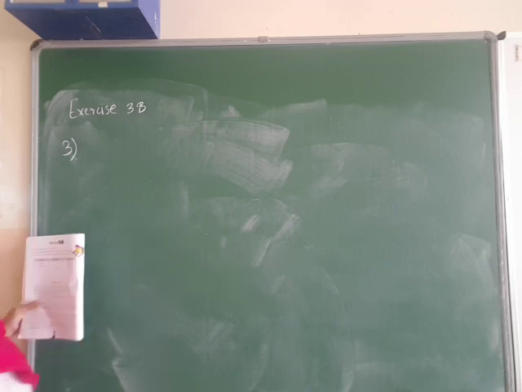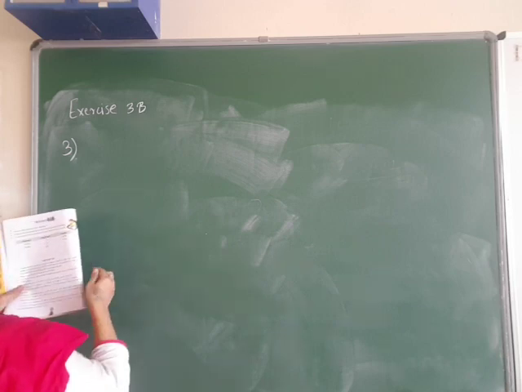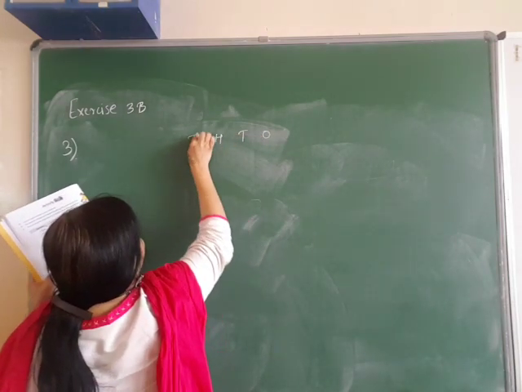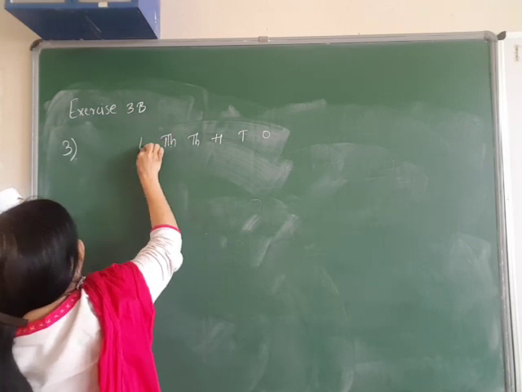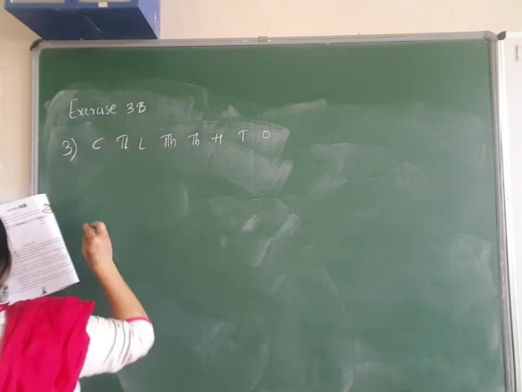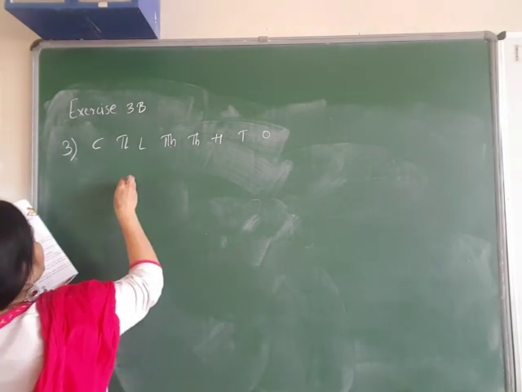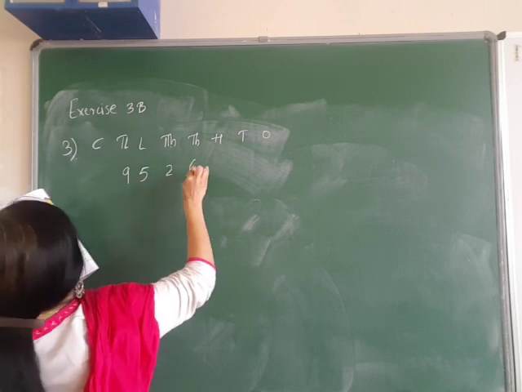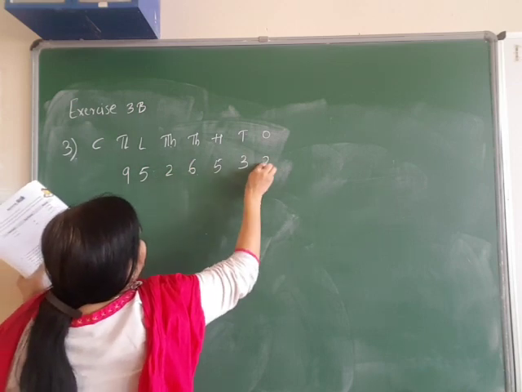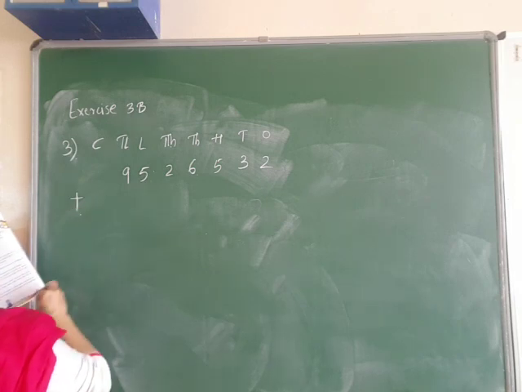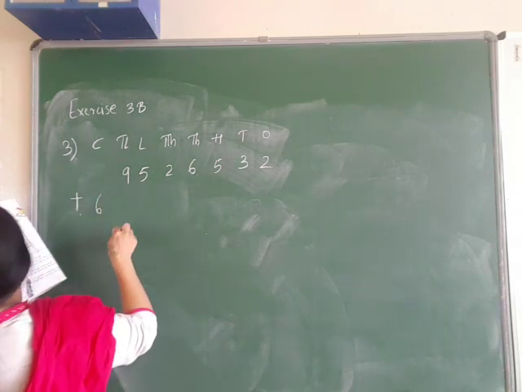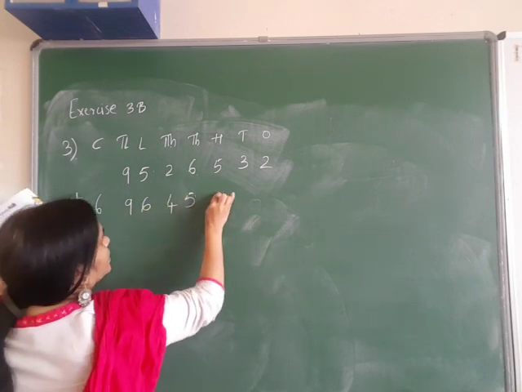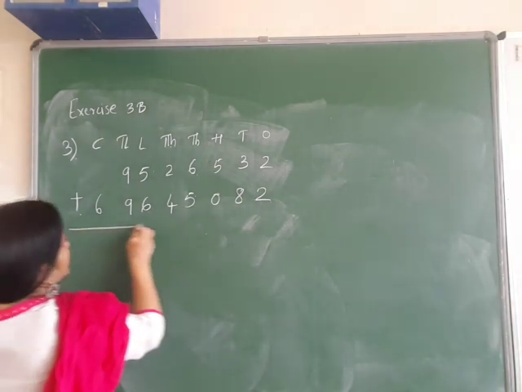First make a sum of the two numbers here. So now we have the place values which are ones, tens, 100, 1000, 10,000, lakh, 10 lakh and crore. Now here the first one is 95 lakhs 26,532. So you have to add it with 6 crore 96 lakhs 45,082. So these two numbers you have to find the sum.